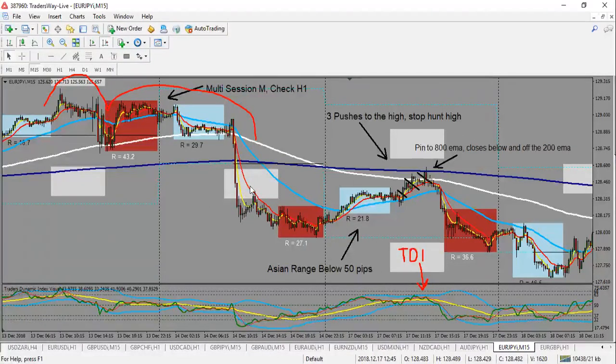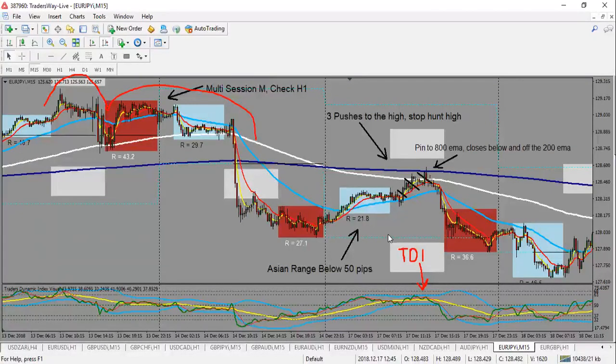And we had an aggressive move to the downside. Now what we expect is this was level 1. So now what we expect is we wait for the Asian session, below 50 pips, and we wait for the stop hunt high and drop. That's what we're expecting.